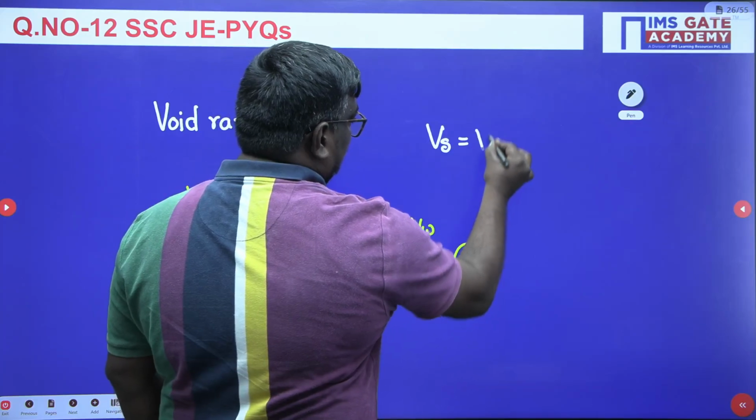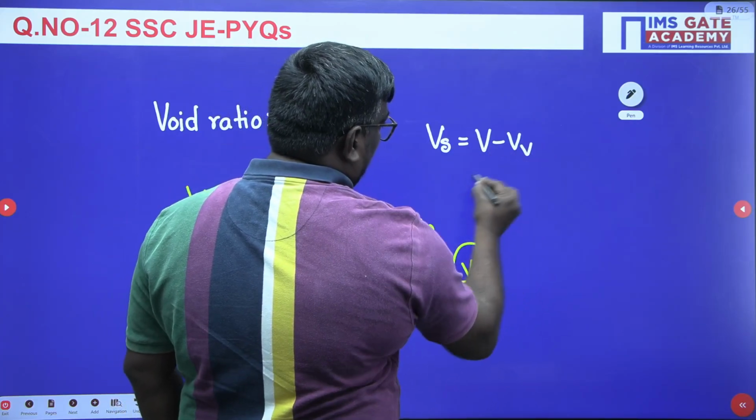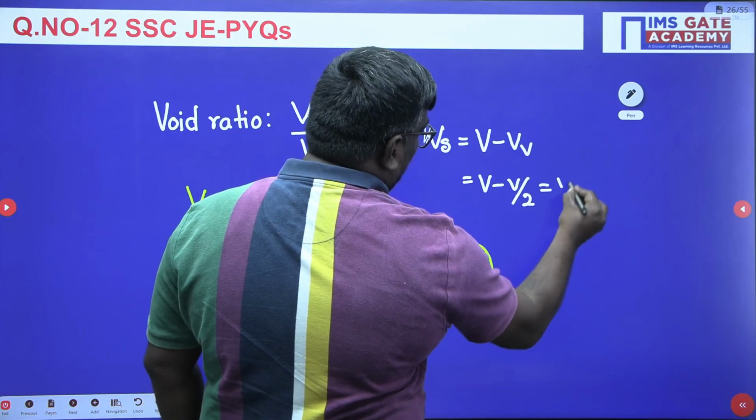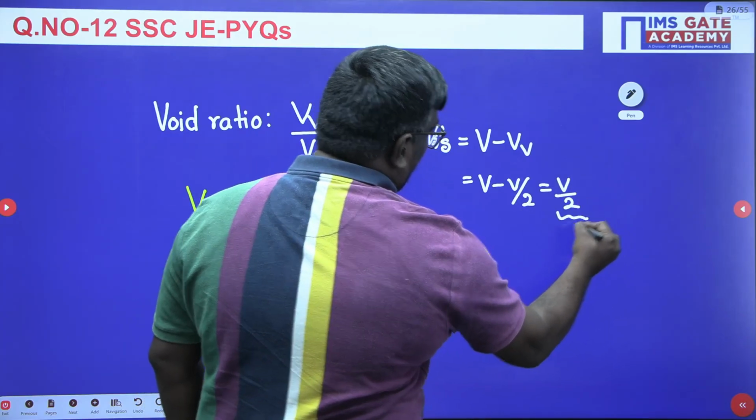Similarly, what will be the volume of solids? Volume of solids is total volume minus volume of voids. That is equal to V minus V/2, which is equal to V/2. So this is the volume of solids.